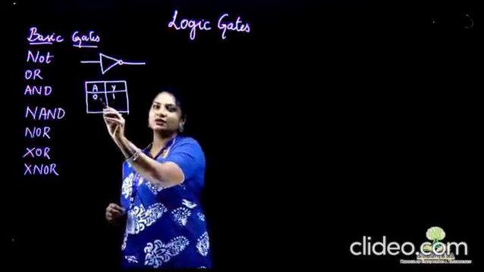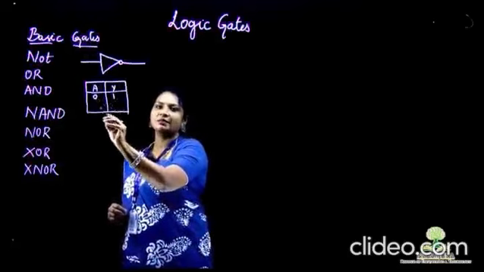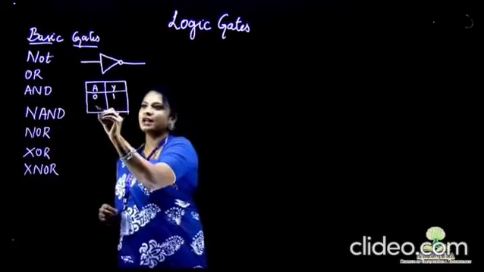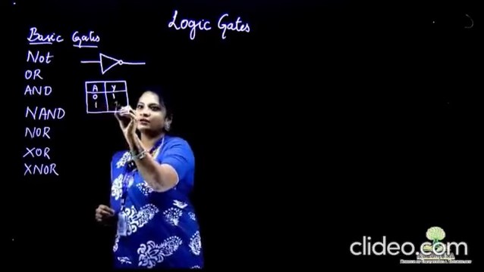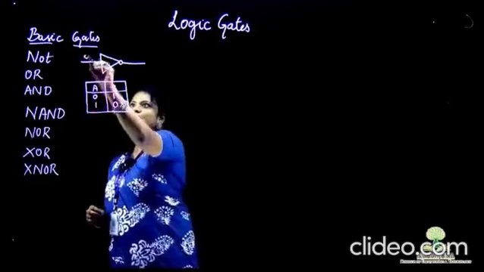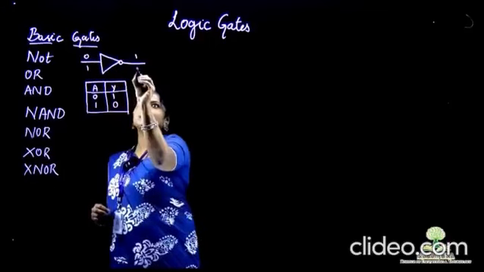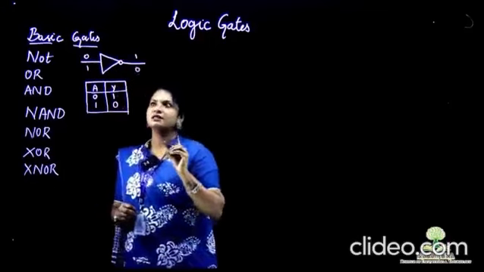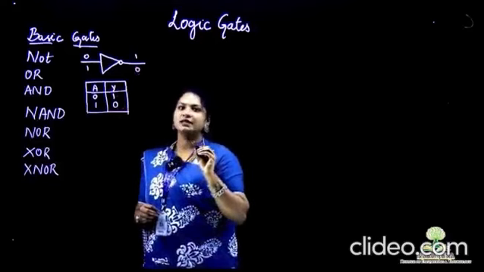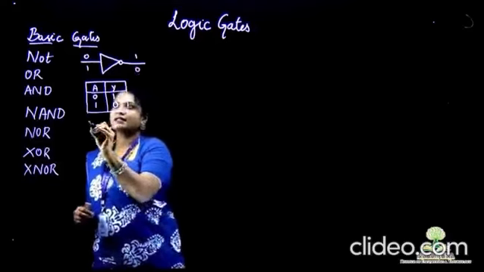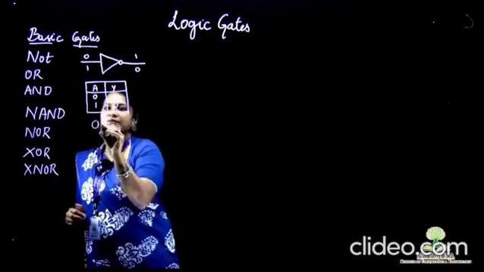If I give a 0, the output will be 1. That is, just the complement of the input will be your output. And if I give a 1, the output will be 0. So if I give a 0 here, the output will be 1, and if I give a 1 here, the output will be 0. And as I told, this is the only gate which has a single input and single output. Let us discuss the next gate, that is the OR gate.